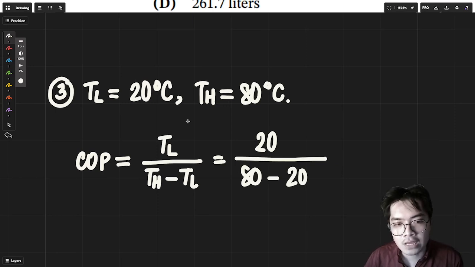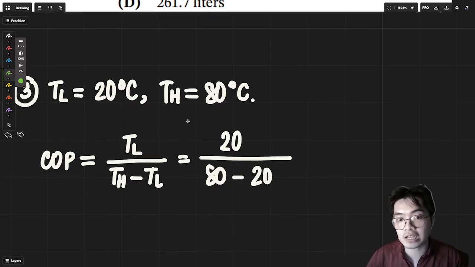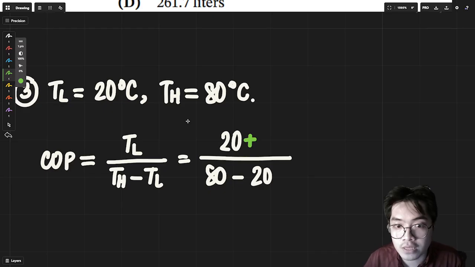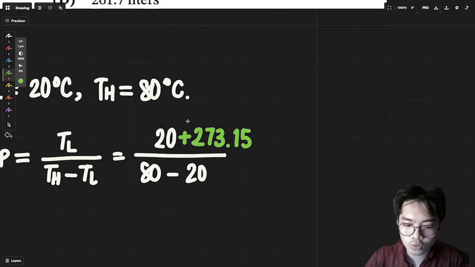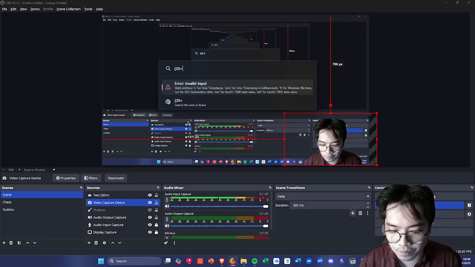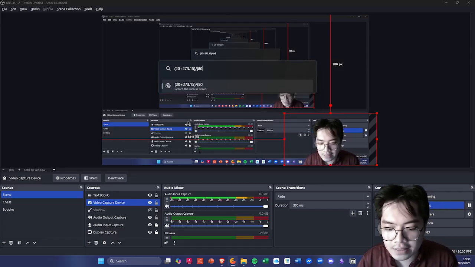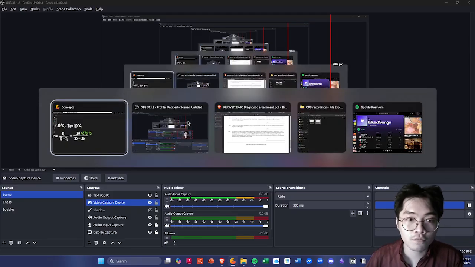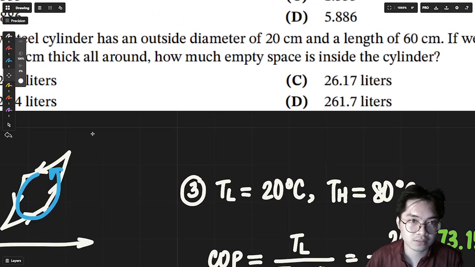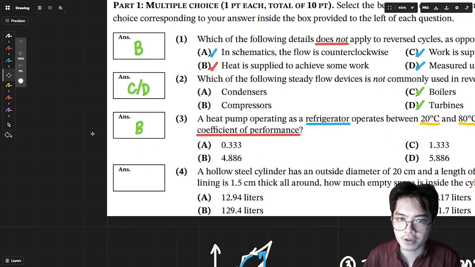The thing about this is that you should think about these temperatures as absolute. Your 20 is not just 20 degrees Celsius. It should be in terms of Kelvin, which means you should add 273.15. This would actually give you 20 plus 273.15 divided by 80 minus 20, which is going to be 4.8858 or 4.886. That is your number 3.